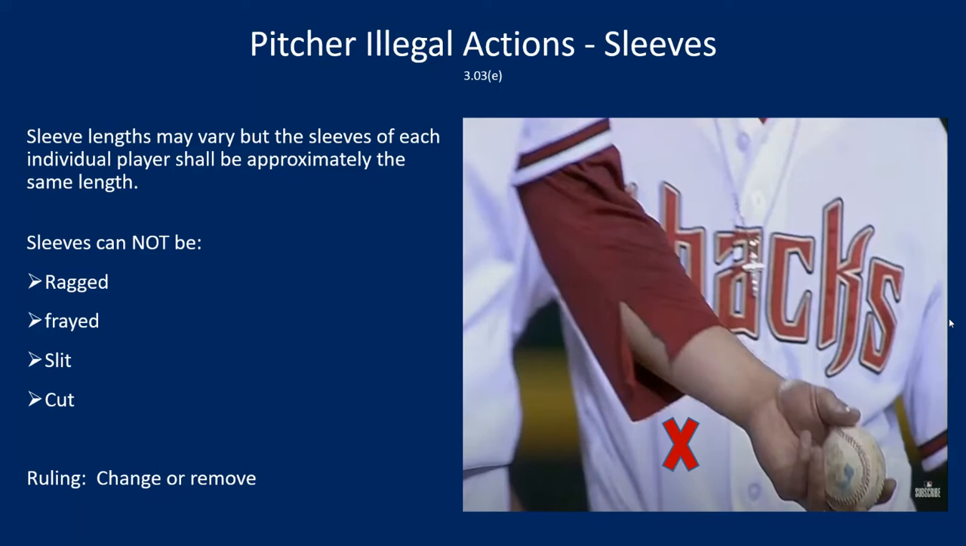Our next aspect about the pitcher with illegal actions is in regard to the pitcher's sleeves. So players may have different length sleeves, but as a player, your right sleeve and your left sleeve need to be approximately the same length. The sleeves cannot be ragged, frayed, have cuts, or be ripped. You need to change it or remove them. Let's take a look.